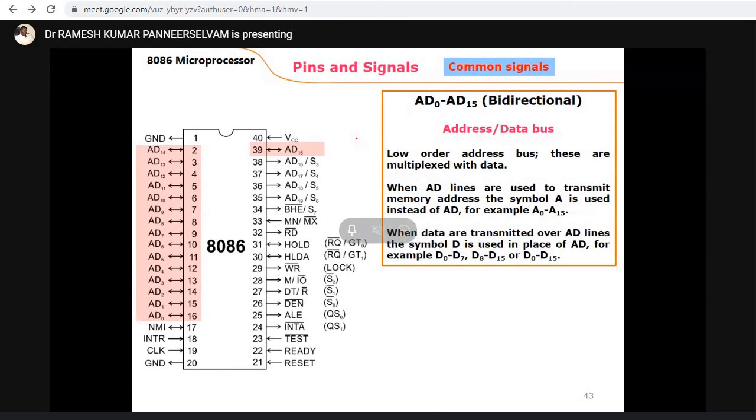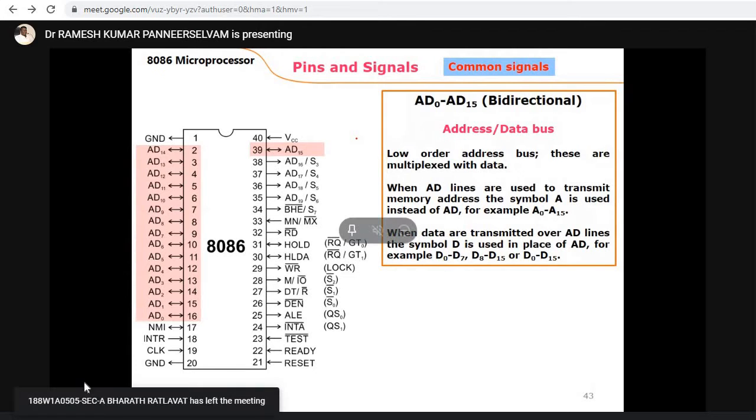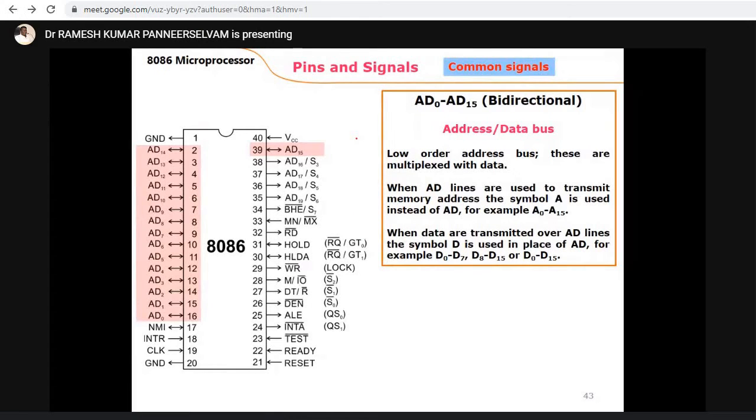D represents the data bus. Here, to minimize the overall number of pins, they are multiplexed with each other. When they carry address, those signals carry address. When they carry data, they are disabled from carrying address, and vice versa. So that is the way in which these address signals work. Please write it down: pin numbers 2 to 16, AD0 to AD15. They are called the address and data bus.